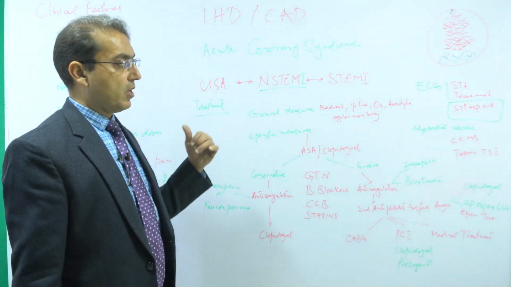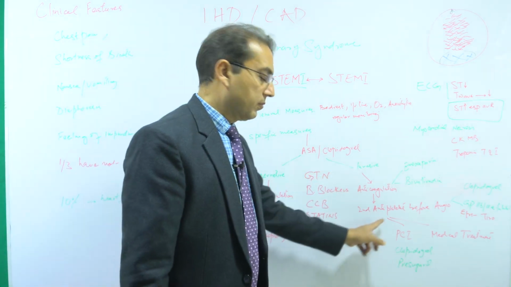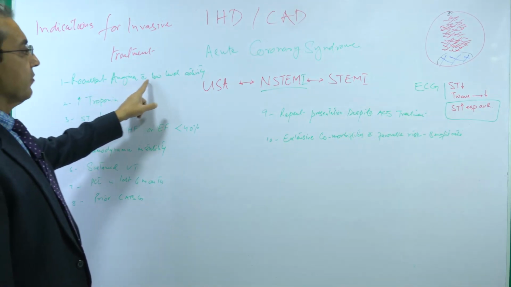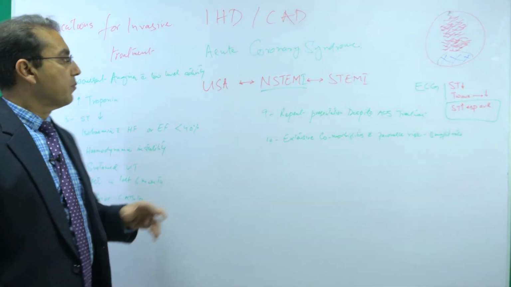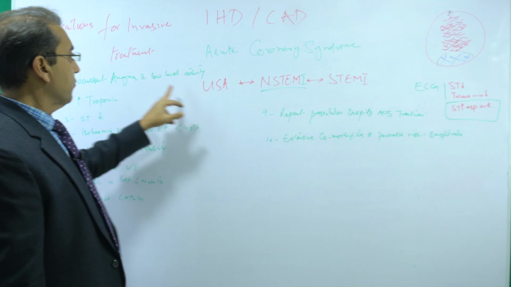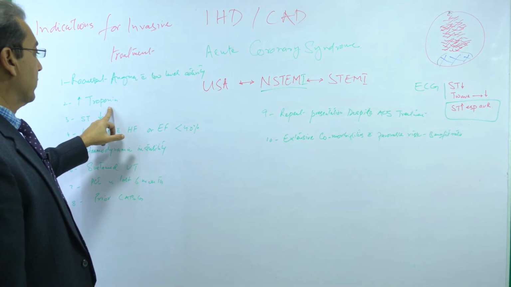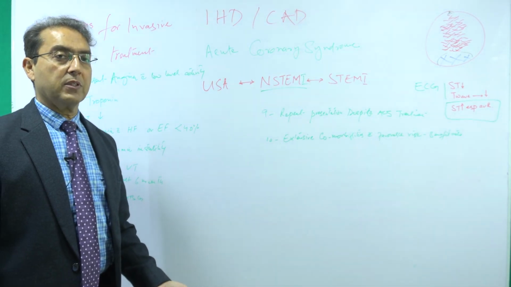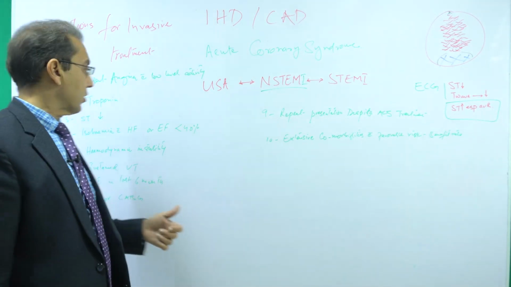And now we see in which patients we have to give invasive treatment. The indications for invasive treatment. Patients who have recurrent angina with low level activity, where the quality of life is quite compromised and a little bit of activity provokes symptoms, when they present with ACS, it's a class 1 indication that they should go for invasive treatment. Patients who have high troponin or ST segment depression, it's a good choice that they should go for a primary PCI or primary angiography, and then we decide what to do.